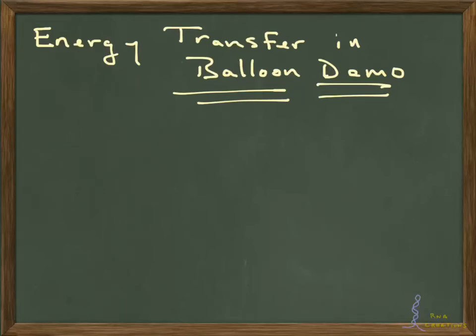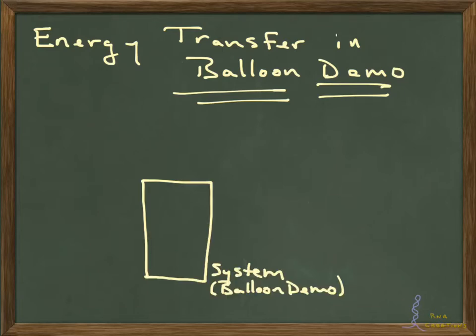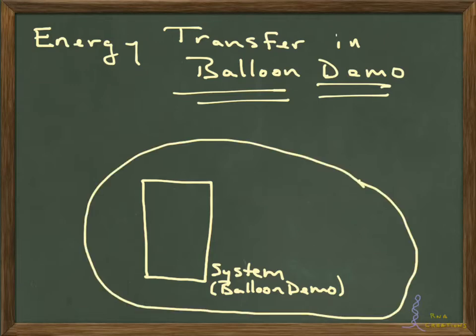So I'd like to go through how to diagram and think about the energy transfer that happened in the balloon demo. So the first thing that we're going to do is to sketch out a system with a simple box here. In this case, our system is the balloon demo. And then we're going to draw a circle around that, which is going to depict our surroundings.